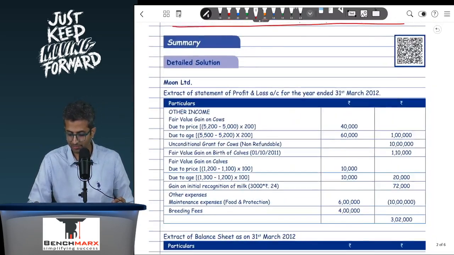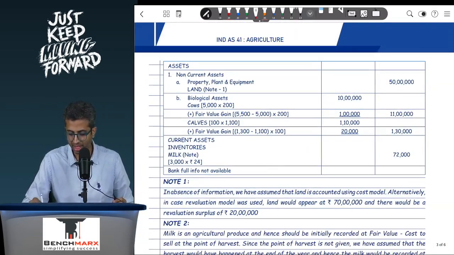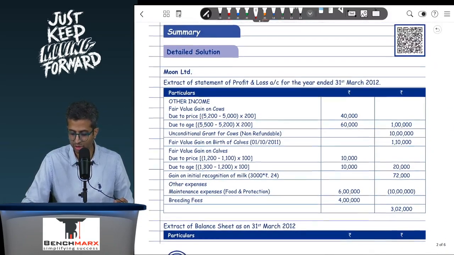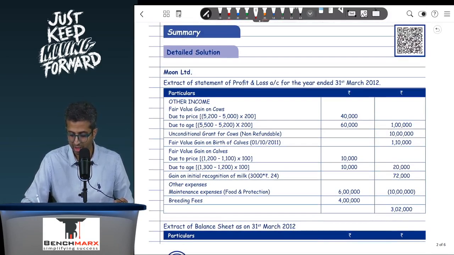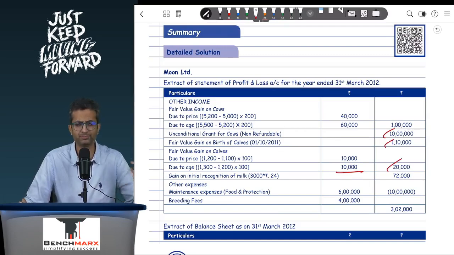So if you look at your extract of the balance sheet, you will have PP at 50 lakhs. Then you will have calves which you have earlier shown at 1,10,000 plus 20,000, so this comes to 1,30,000. Second effect, in your profit and loss, you will have unconditional grant which is 10 lakhs, fair value gain on the birth of the cows 1,10,000, 10 and 10, fair value gain of 20,000.